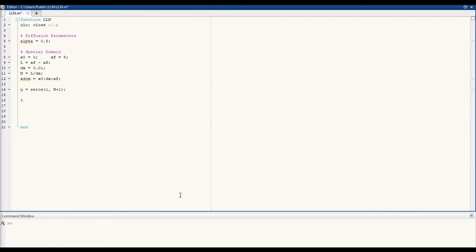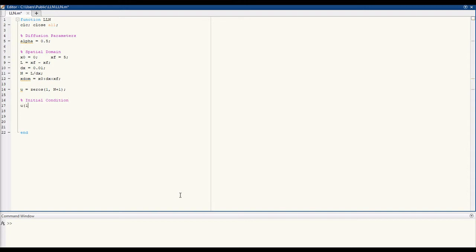So let's also talk about the initial condition. Since this is a PDE, we have a time variable, so there's going to be an initial condition at t equal to t initial. There's also going to be a boundary condition. So what are the boundary conditions on the boundaries of our spatial domain? How are they going to behave?